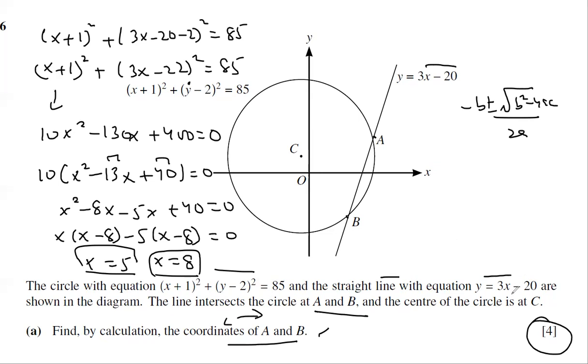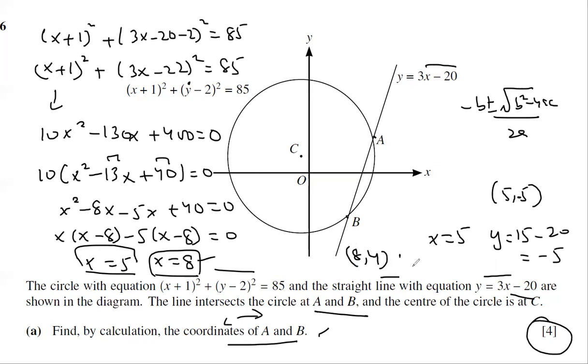So y we can just put it over here. First, when x is equal to 5, y is equal to 15 minus 20, that is coming minus 5. So the first coordinate is 5 comma minus 5. Then for the second, 8, 24 minus 20, so it would be 4. So these two are the coordinates. Now the answer is complete. Please do not make these silly mistakes, because you will lose marks, and then at the end of the day you will say, oh, what a silly mistake I have made.